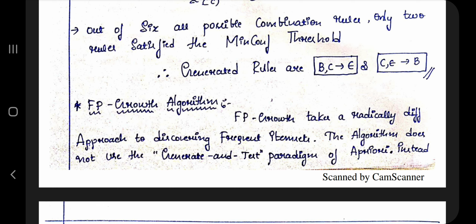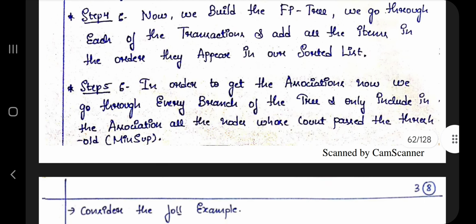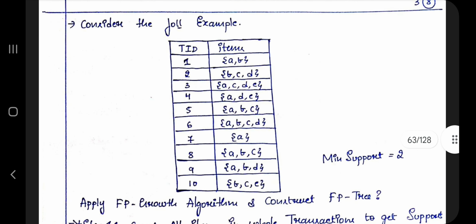The second algorithm is the FP growth algorithm. Here also I'll be doing the same thing. I'll be explaining the numerical, and by that you have to write the algorithm in your own words and solve a few other types of numericals in your own words.